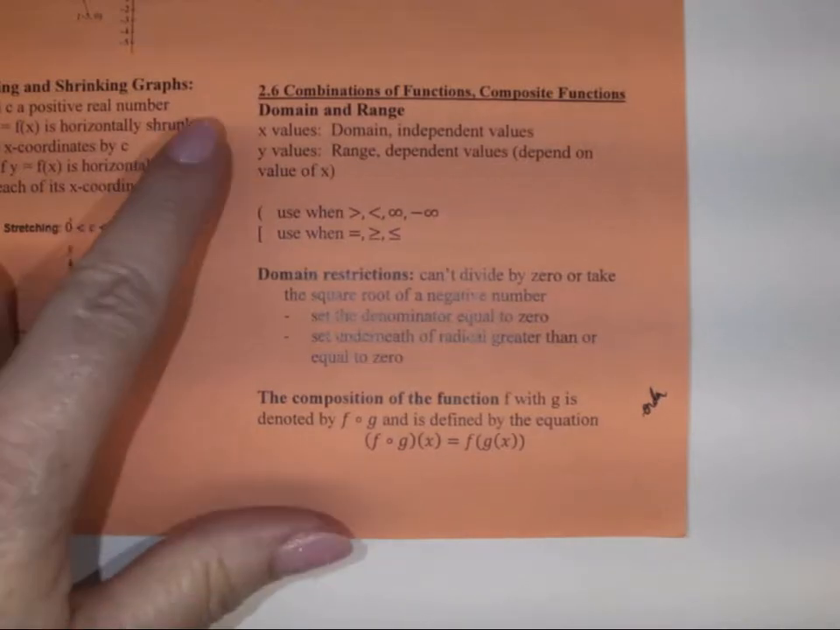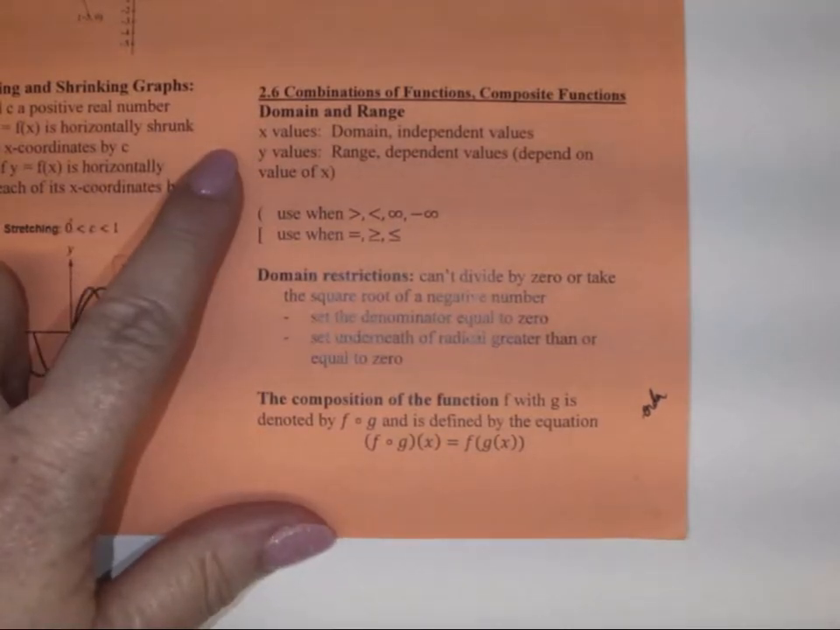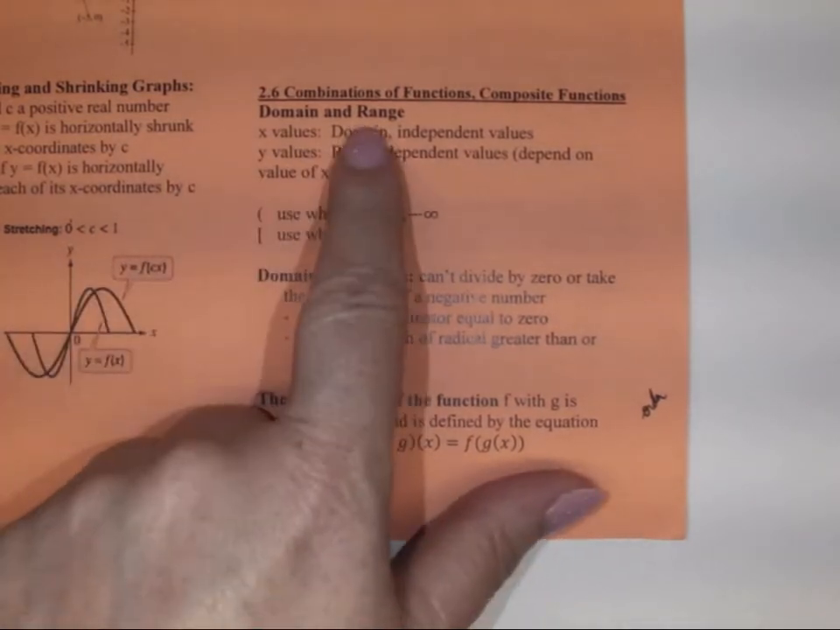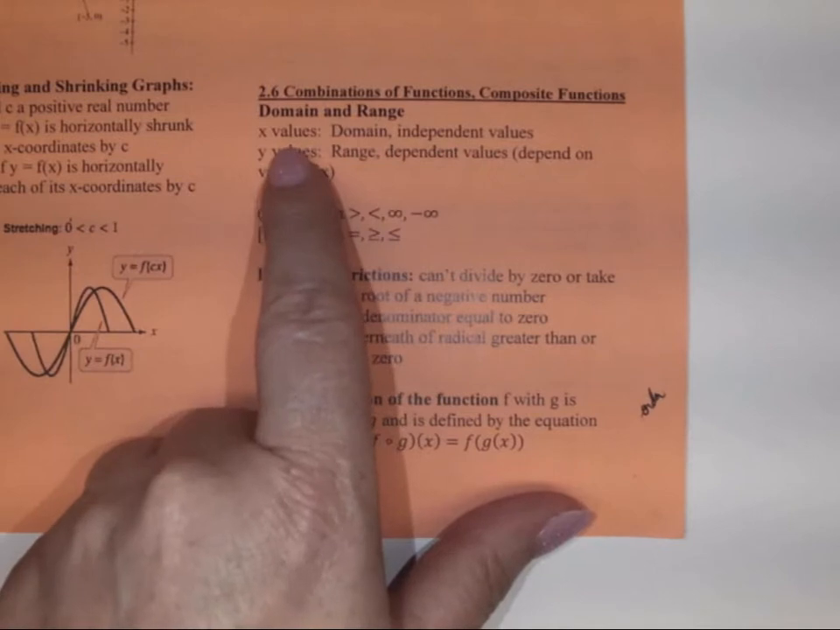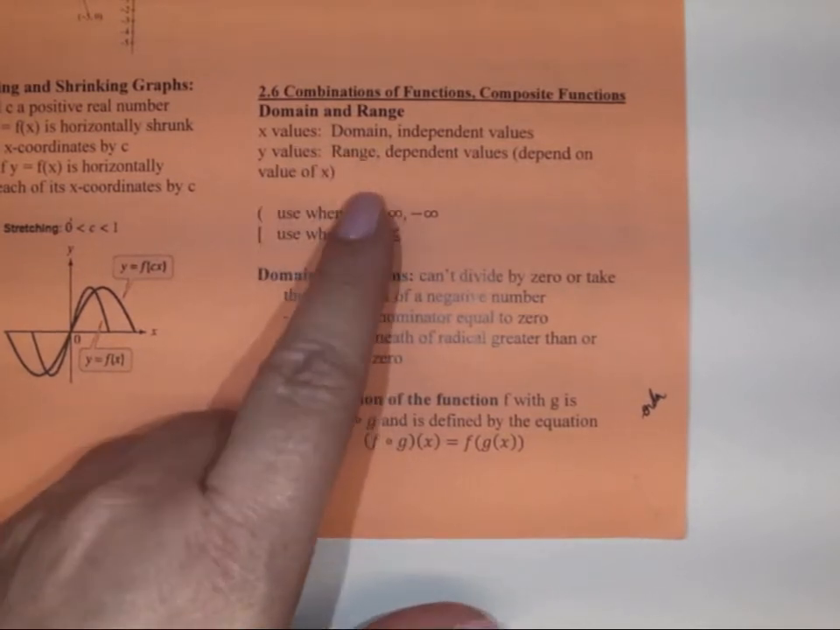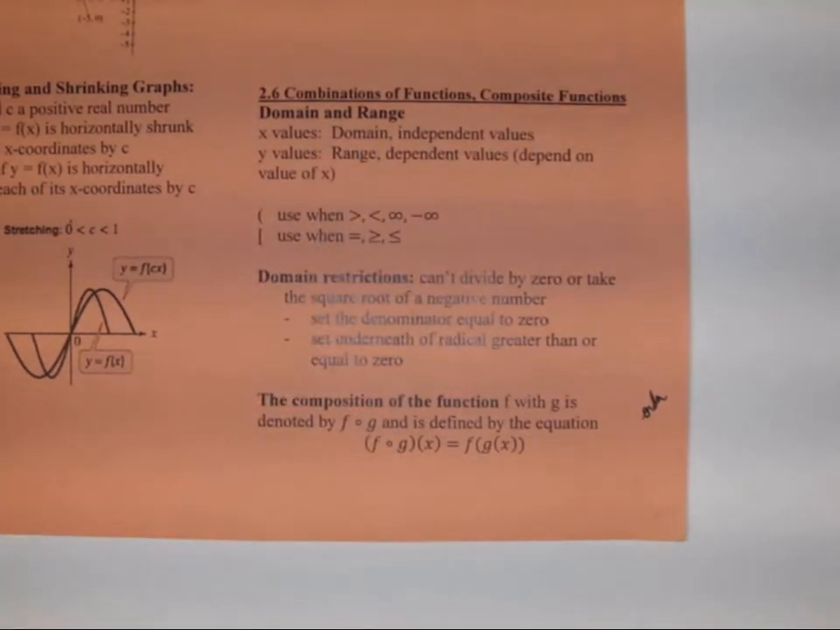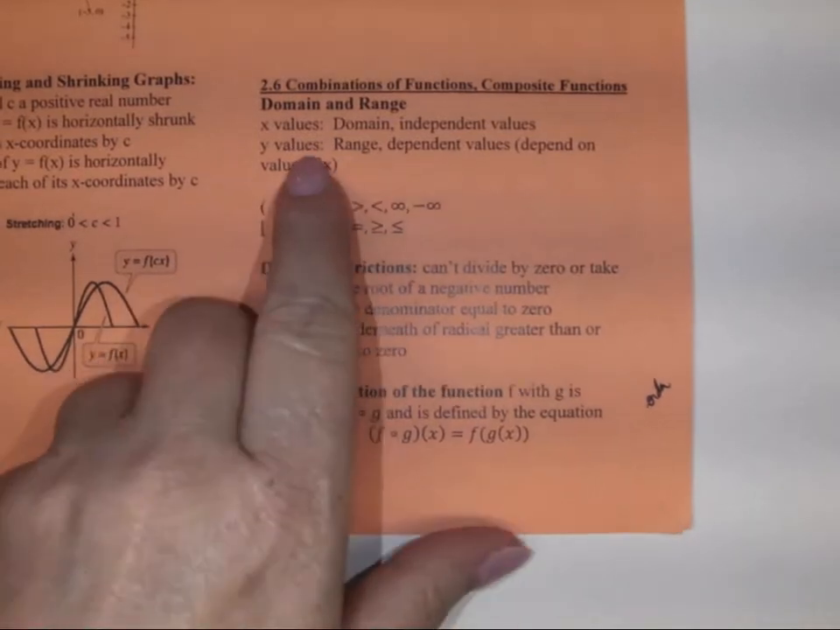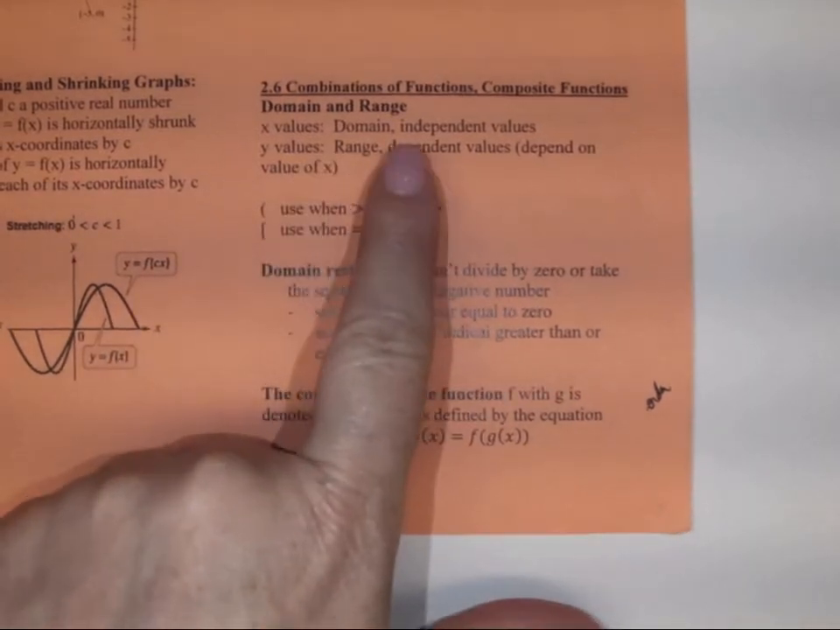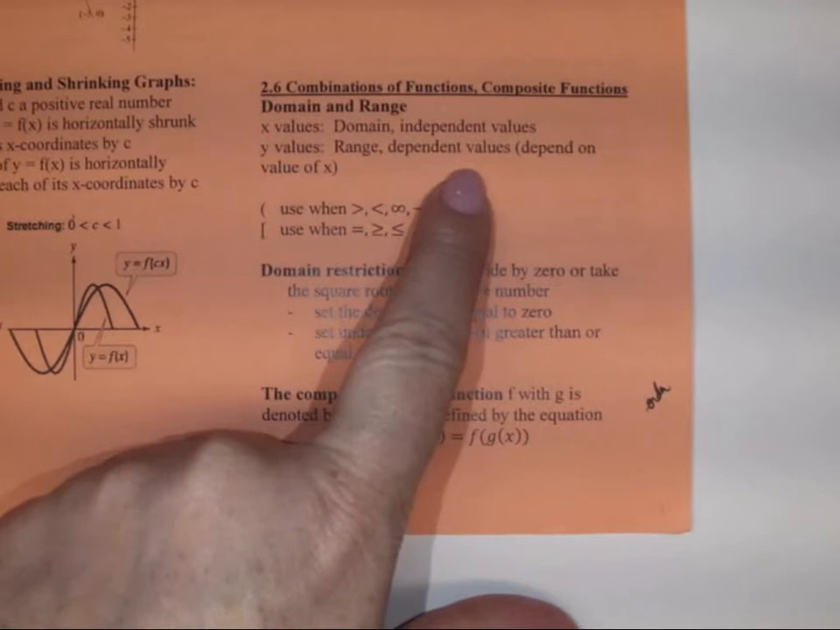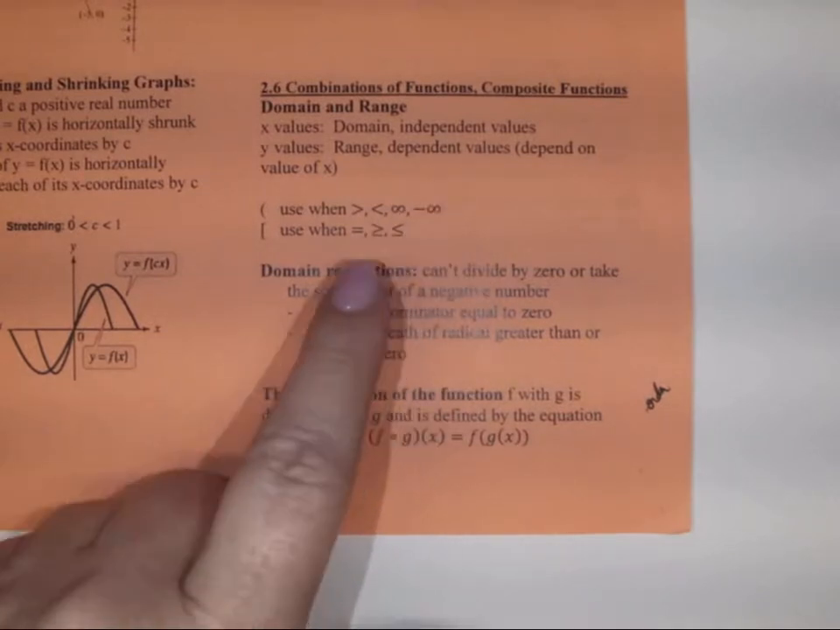So we're talking about combinations of functions or composite functions. So the first thing we're going to look at is the domain and range. Remember, your x values are the domain, and they're the independent values because those are usually what we choose. And the y values will be our range, or the dependent values, because they depend on the value of x.